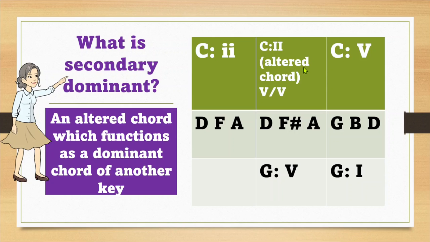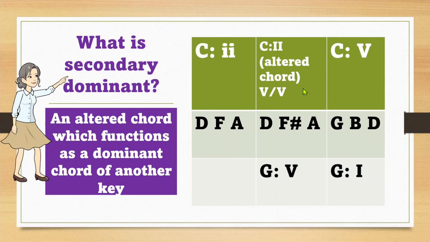There is another way of writing this altered chord. We call it the secondary dominant, which is written as 5/5. We read it as 5 of 5. What does that mean? The first 5 chord is the altered chord, which functions as a dominant chord of another key, that is G major. The next 5 is the original key dominant chord.